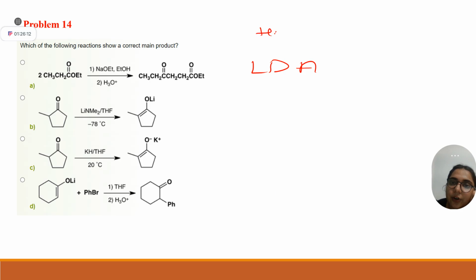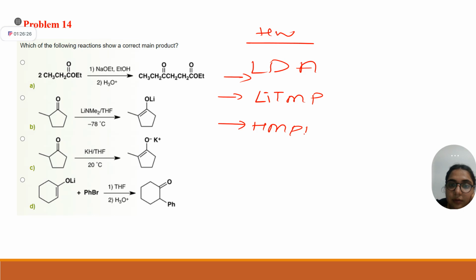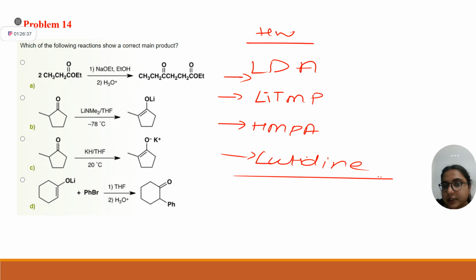Okay, do it as your homework, student. Find the full form of LDA, LITMP, HMPA, and what more? Okay, lutidine. Google their structures and see their structures. It will be helpful. For now, I am telling you this is your bulky base.